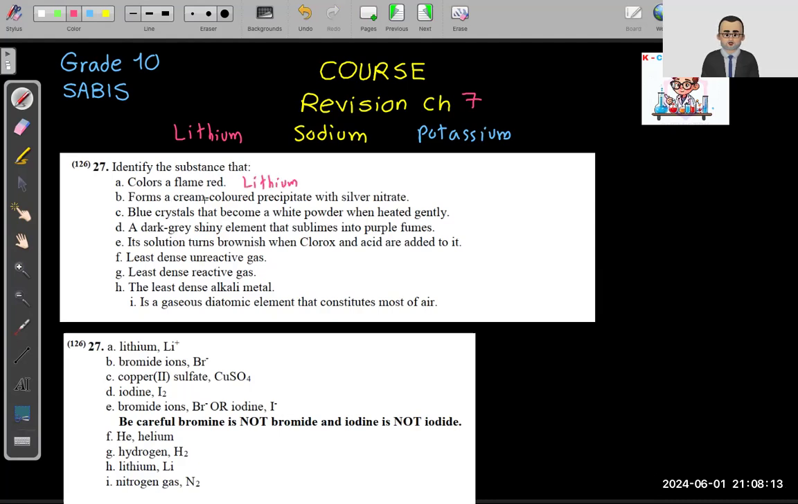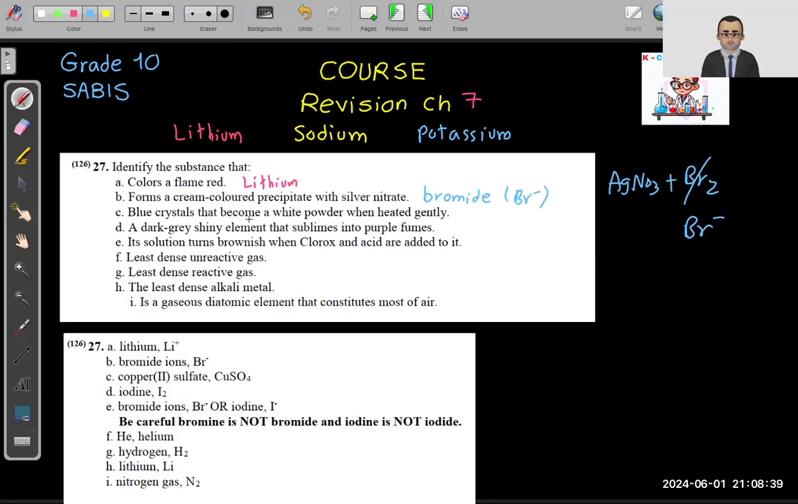So which one formed a cream color precipitate with the silver nitrate? Bromine. Okay, but take care, because if you wrote bromine and not bromide, it will be considered wrong. Why, mister? Because the bromine itself does not react with silver nitrate. It has to be bromide. So bromide or Br minus is the one that makes the reaction.